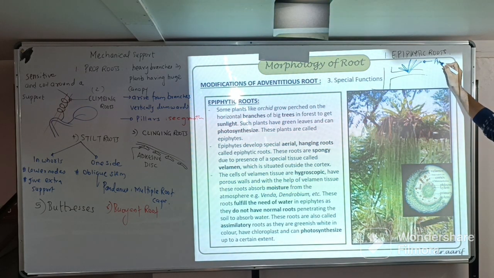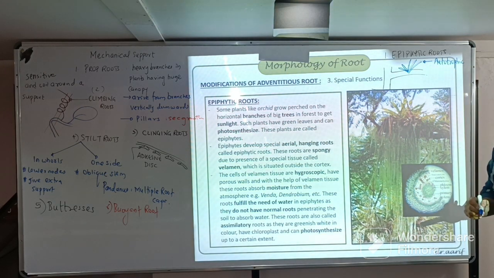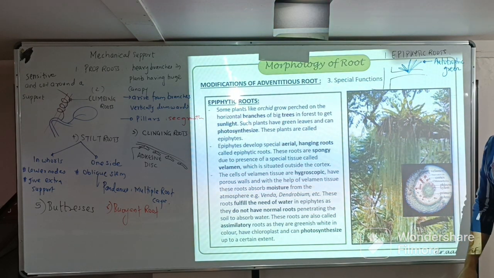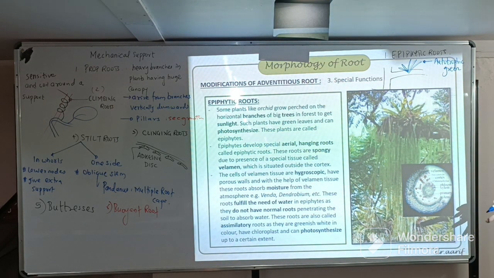How is the plant? Autotrophic. You should not have a misconception that it is growing on some other tree, so it is taking nutrition. No, it is autotrophic, because it shows which color? Green color. So it will show the presence of chlorophyll. It can produce its own food. Okay? So orchids, vanda, dendrobium, these are all epiphytic plants because they are growing on other plants. Are they heterotrophic or autotrophic? Autotrophic, because they are green in color and can do their own photosynthesis.